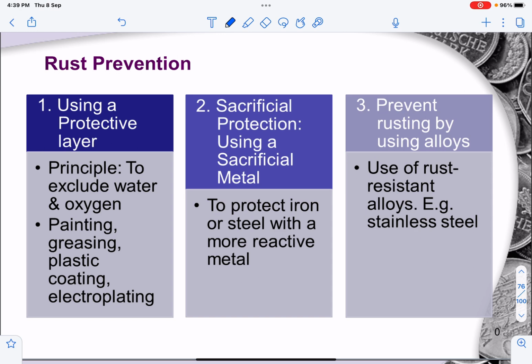Sacrificial method is where you want to actually use a more reactive metal, so that metal will get reacted with water and oxygen first, so rusting will happen first and not touch the other one. This is quite expensive because you have to find a metal that is more reactive than the metal that you use to build your whatever equipment. Okay, then finally there is the use of alloys, where we introduce different types of elements inside it to cause it to be more rust resistant, like a stainless steel.